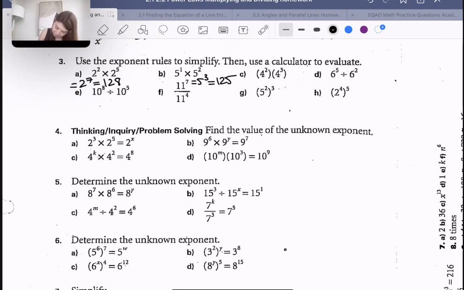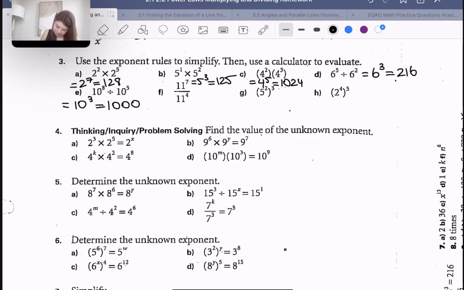Then we have 4 squared times 4 cubed, which is 4 to the power of 5, which is 1024. Then we have 6 to the power of 5 divided by 6 squared, which is the same as 6 cubed, right? Because we subtract those exponents. 5 minus 2 gives us 3. And then 6 times 6 times 6, or 6 cubed, I believe is 216. All right, and over here we'll have 10 cubed because 8 minus 5 is 3, and that is 1,000.